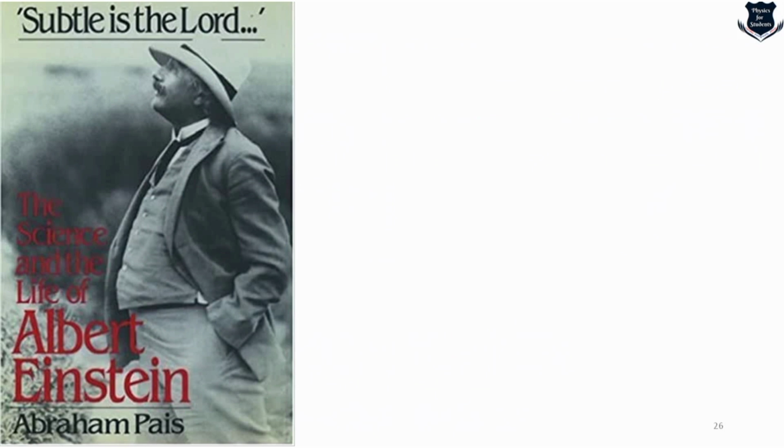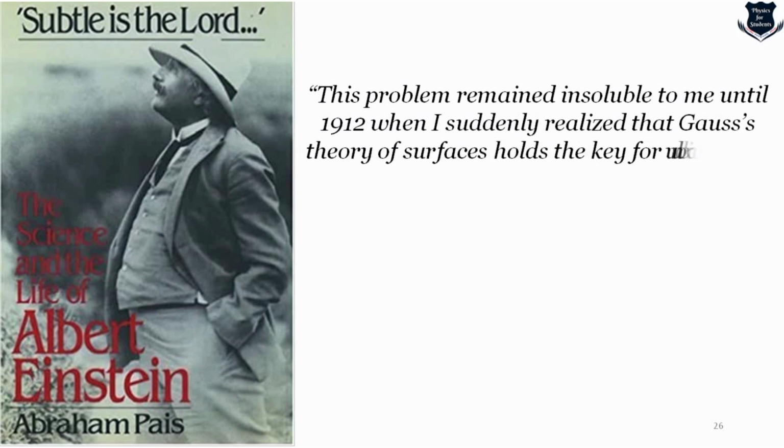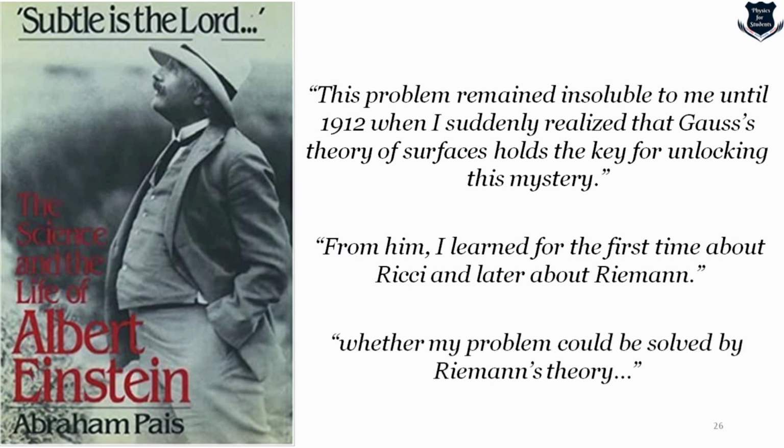This is a very wonderful book, Subtle is the Lord by Abraham Pais, which I have read. There are certain lines you can read where Einstein says: this problem remained insoluble to me until 1912, when I realized Gauss's theory of surfaces holds the key. And here he is talking about Grossmann. He learned Ricci and later Riemann, and whether my problem could be solved by Riemann's theory. So these are a few lines I have taken from this book, which press on how Einstein was thinking and how he was working with Grossmann to find this.